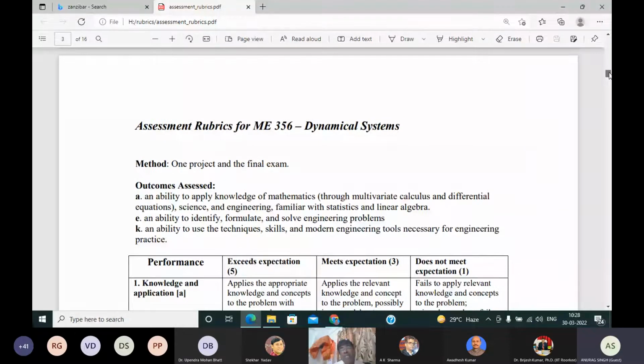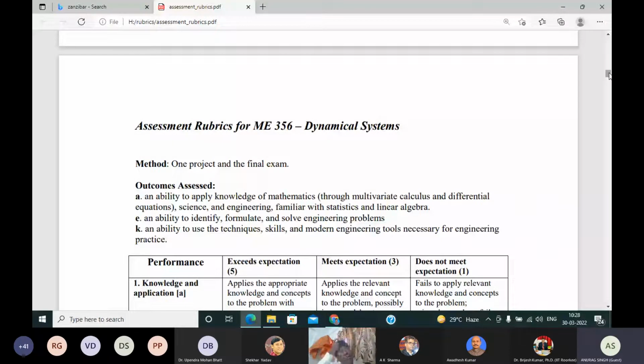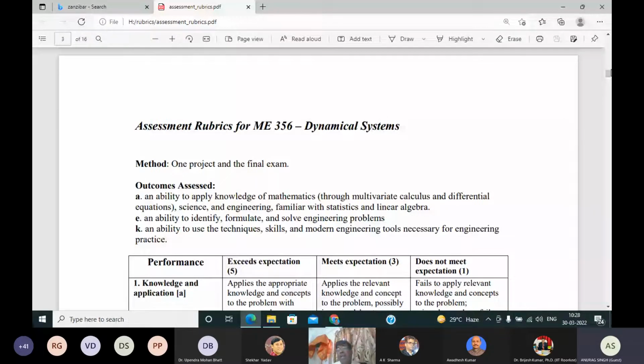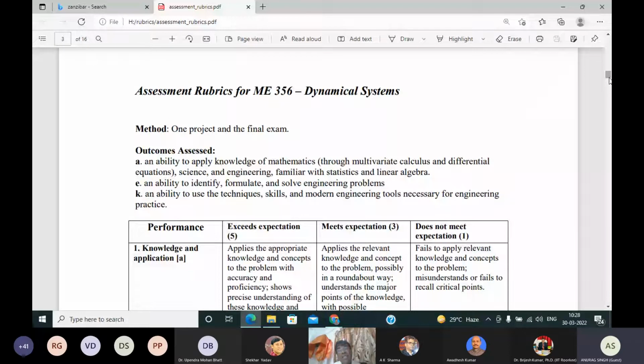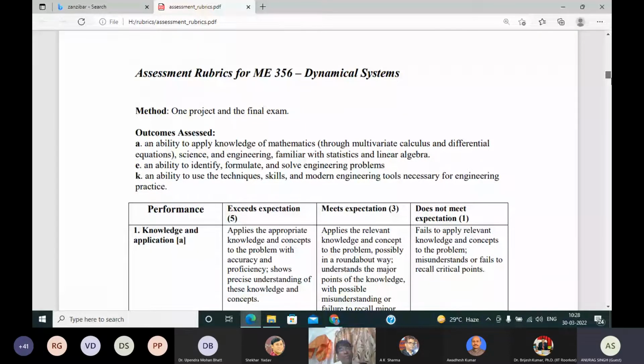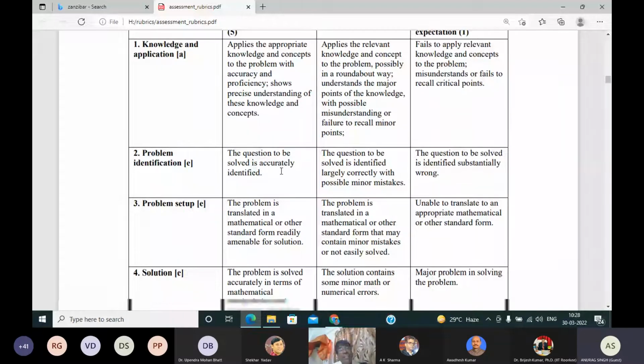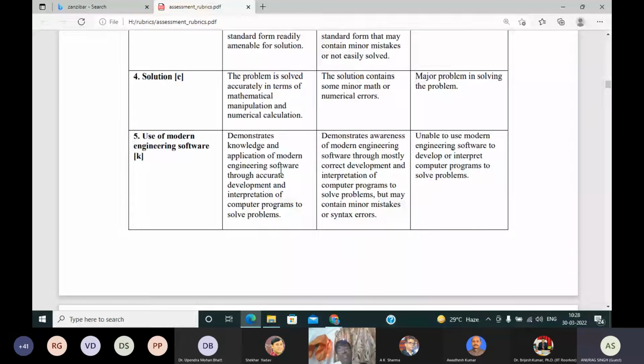rubrics. Right? Yesterday I showed how you develop rubrics for various student activities. But today I am discussing, right, for a particular engineering subject or course, how you assess outcomes based on rubrics. So rubrics is a very vast area in which we have to work. One more sample is a dynamical system, for which also knowledge and application, problem identification, problem setup, solution, modern tool usage, like that.